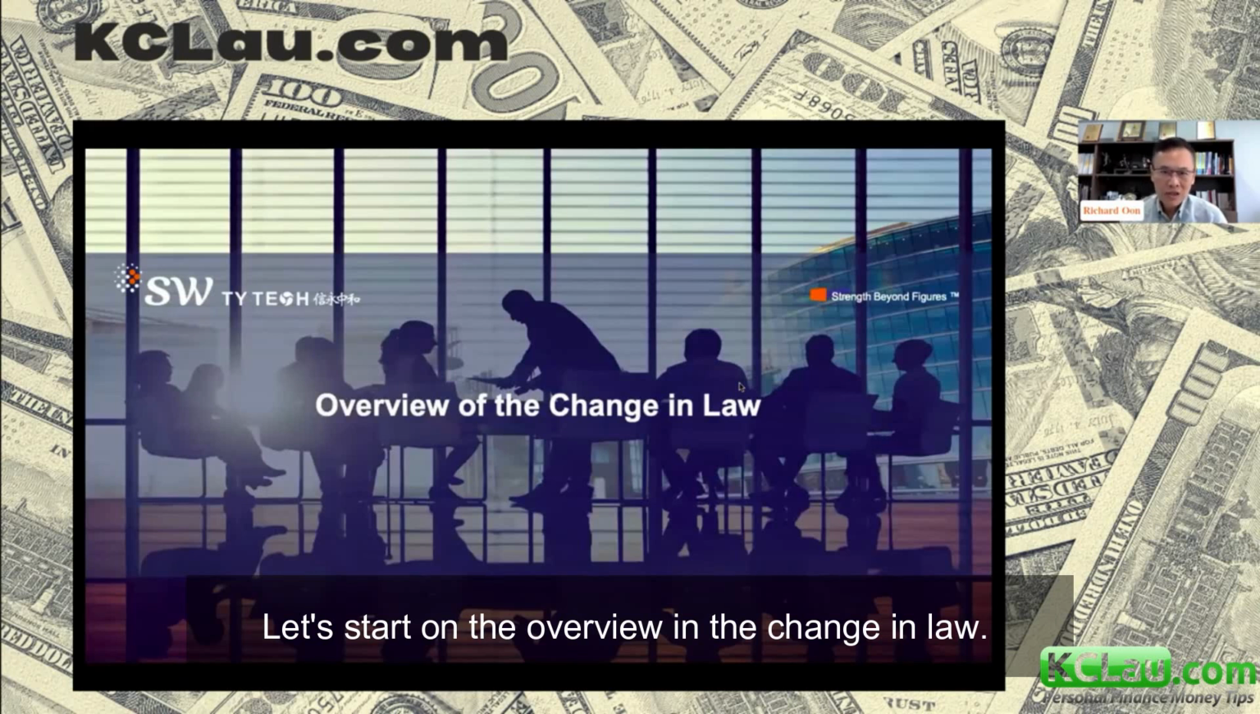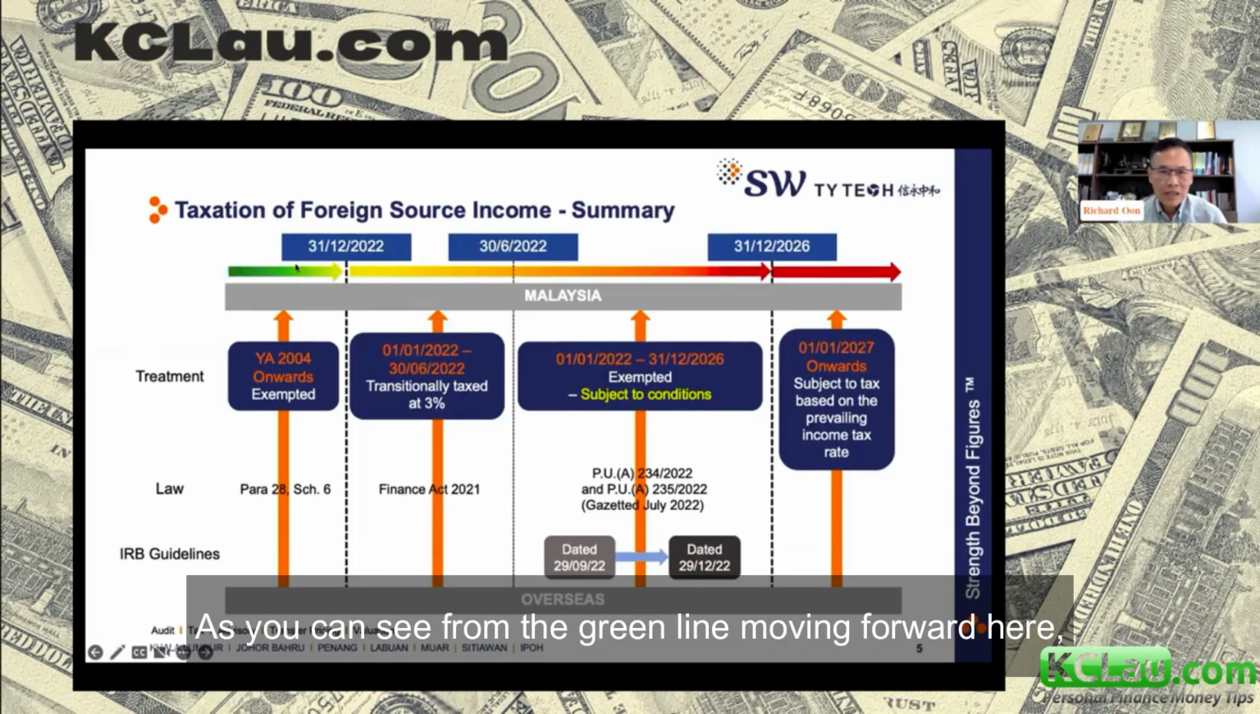So let's just touch on an overview and the change in law. As you can see from the green line moving forward here, exemption came into play, and then after that, exemption was removed in compliance with the OECD guidelines. But of course, we have this 5 years kind of like a transition period. IRB came up with this guidelines.